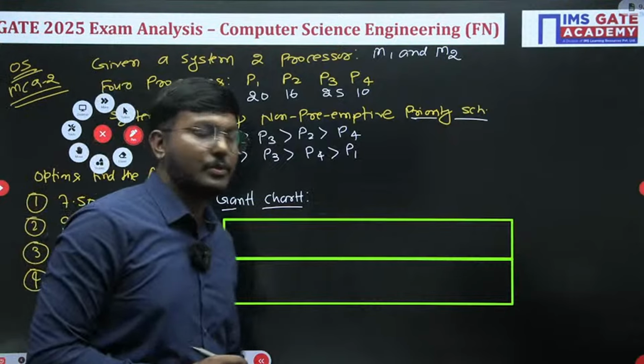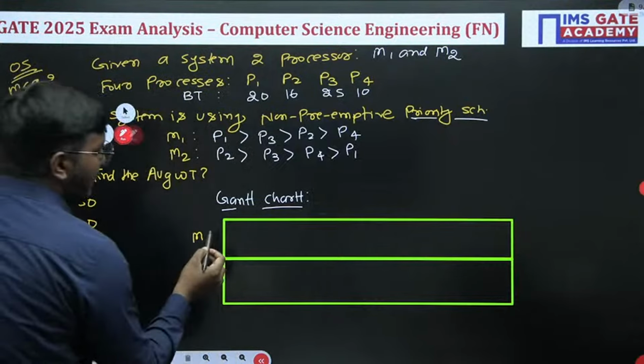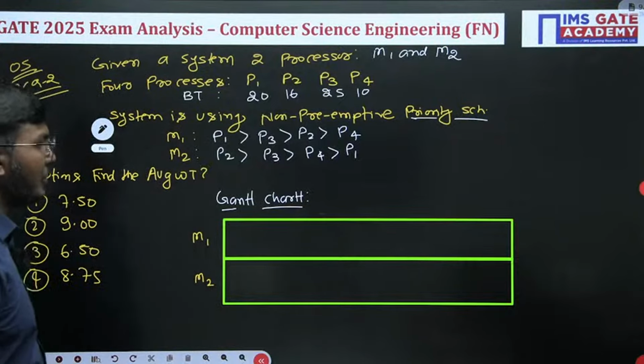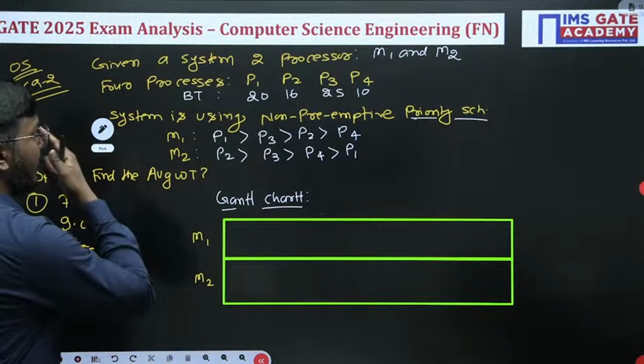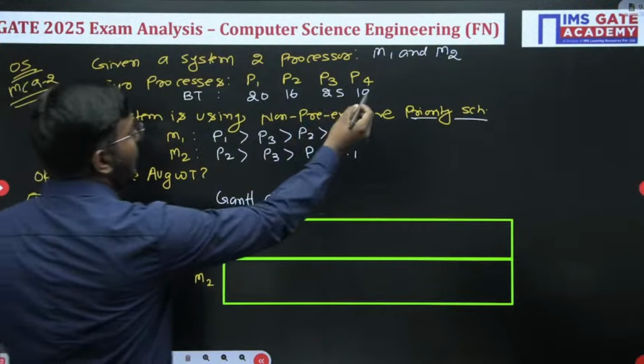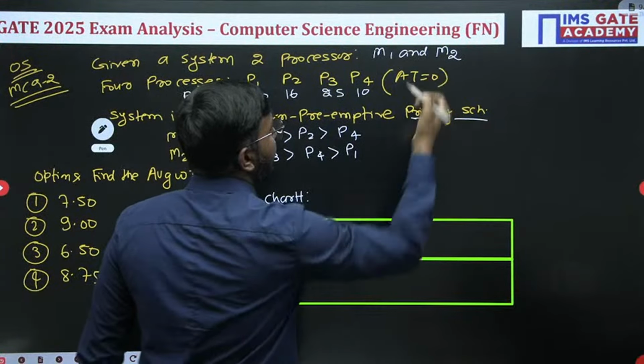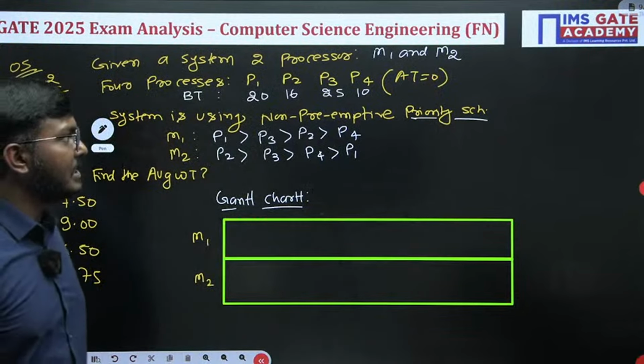Getting my point now? Understood? Now see here, initially both processors M1 and M2 are empty, which means they don't have any process to start with. In the system we have 4 processes, and the arrival time of all the processes is 0, which means all the processes are available in the system at time 0 only.